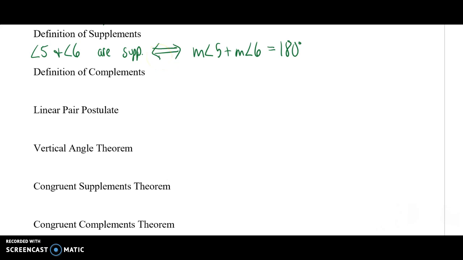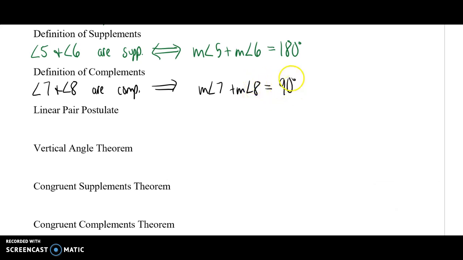The next one is definition of complements, which is essentially the same thing. There's just a little difference. The little difference is that if 7 and 8 are complements, that means together that the measure of angle 7 plus the measure of angle 8 don't add up to 180 degrees. Instead, they add up to 90 degrees. This is another definition, and if we knew that 7 plus 8 equals 90 degrees, that they must be complementary. So this is another biconditional reason for us.